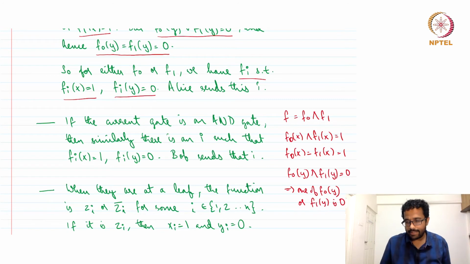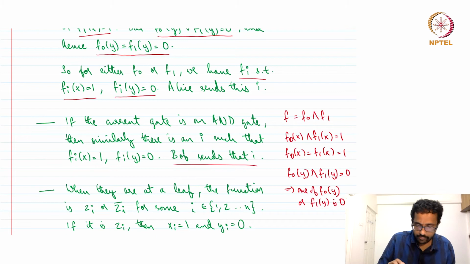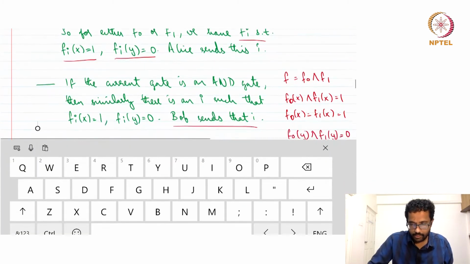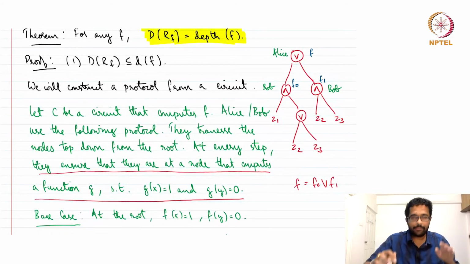So now Bob knows this because x is 1 for both. So Bob will tell which is the index i for which f_iy is 0. Bob sends that i. Okay, so this is how we transform the circuit into a protocol.